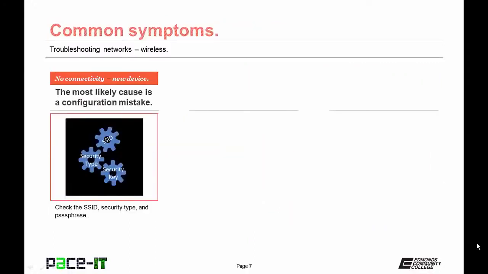The first common symptom that we're going to talk about is no connectivity if it's a new device going on to the network. And the most probable cause in this case is a configuration mistake. Check your SSID, security type, and passphrase to ensure that they are correct.